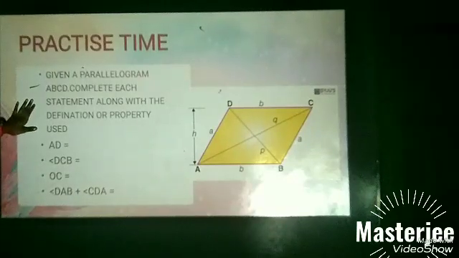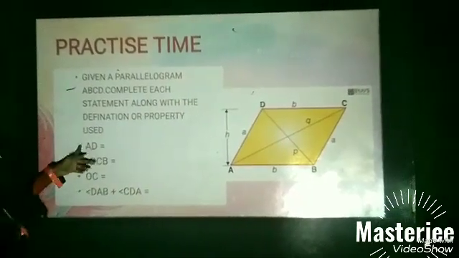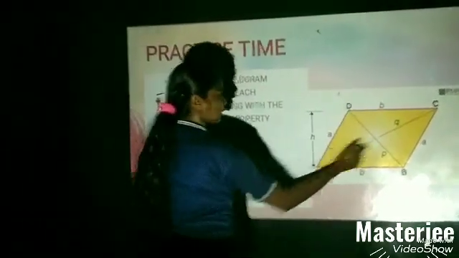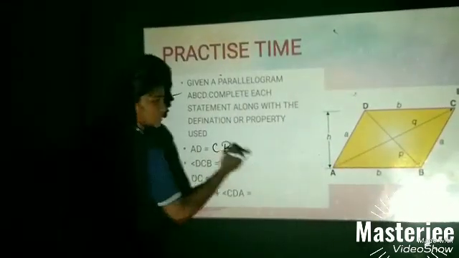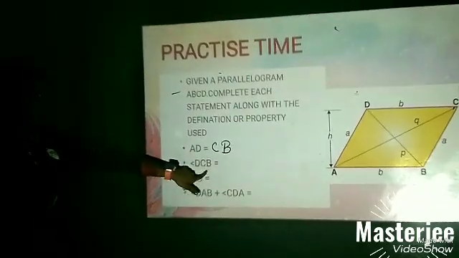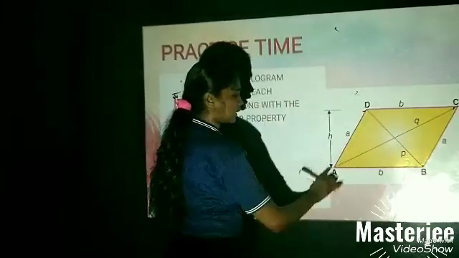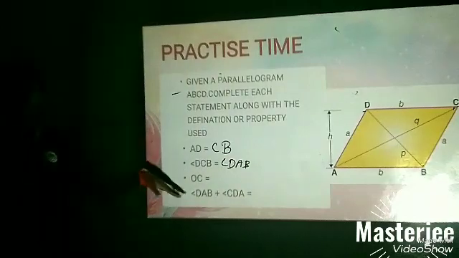And there is another question. Given a parallelogram ABCD, complete each statement with the definition or the properties. Here, AD is equal to CB because the opposite sides of the parallelogram are equal. And angle DCB is equal to angle DAB because the opposite angles of the parallelogram are equal.